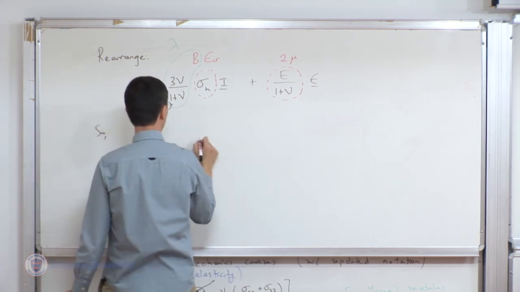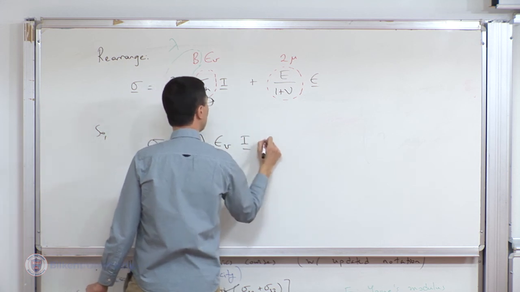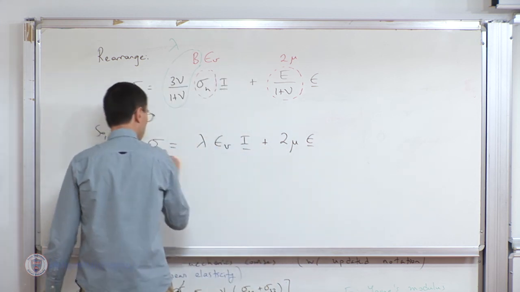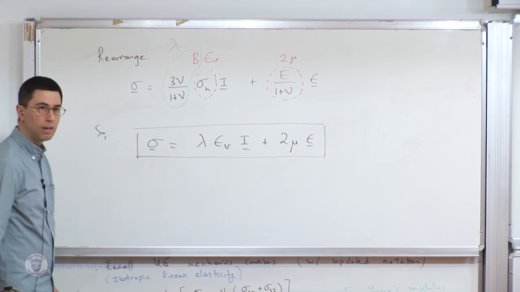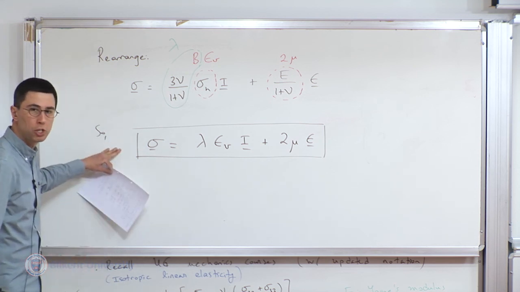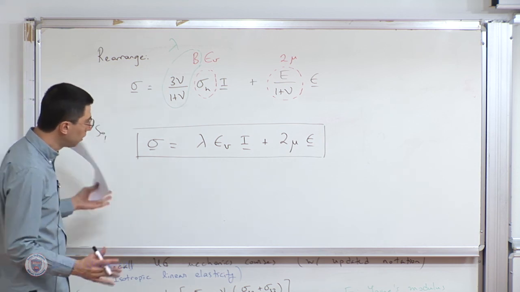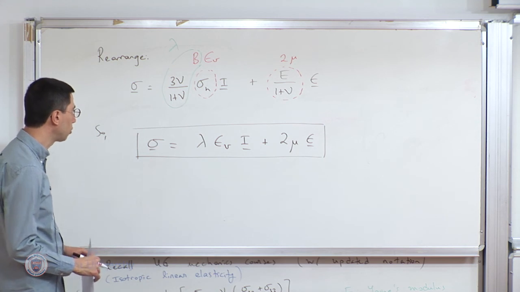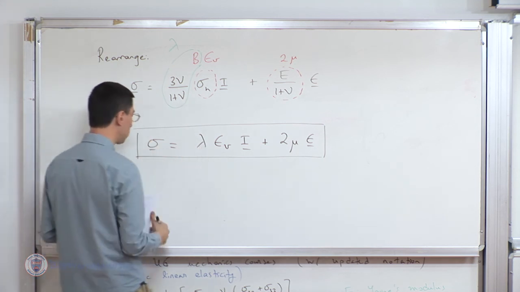And therefore, I have a nice expression that says sigma is equal to lambda epsilon v identity plus 2 mu epsilon. Okay? And this boxed expression, I expect you to remember. Okay? So it's not too hard. You will use it a number of times again and again, so eventually it will sink in. You should memorize it because it will remind you how to relate stress to strain.